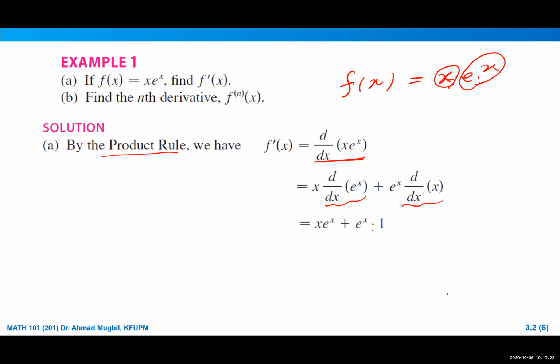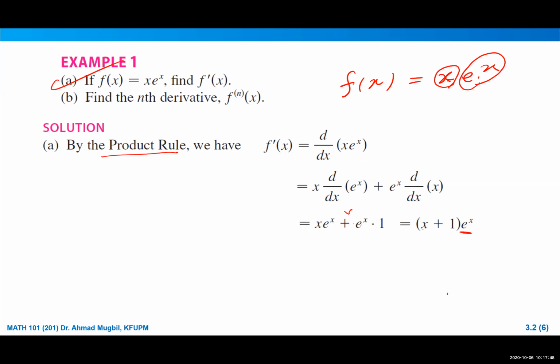If you simplify, this will be e to the power x, and you can take e to the power x as a common factor. This is what you are going to have. Take it as a common factor. Here it is, x plus 1. So now you can skip this step. No need to write this step if you are aware of it, but it will remind you to use the product rule. And you can go directly from here to here. Now this is the first derivative.